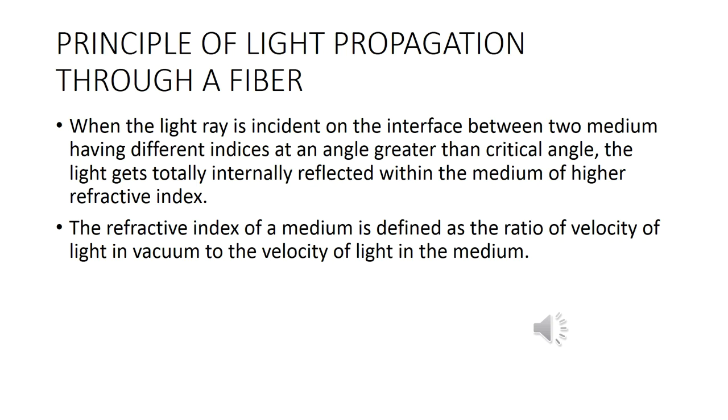The main principle of the light traveling through the core is total internal reflection. That is, when a light ray is incident on the interface between two media having different refractive indices at an angle greater than the critical angle, the light gets totally internally reflected within the medium of higher refractive index. That is, when the angle of incidence is greater than the critical angle, total internal reflection takes place. The refractive index of a medium is defined as the ratio of the velocity of light in vacuum to the velocity of light in the medium.